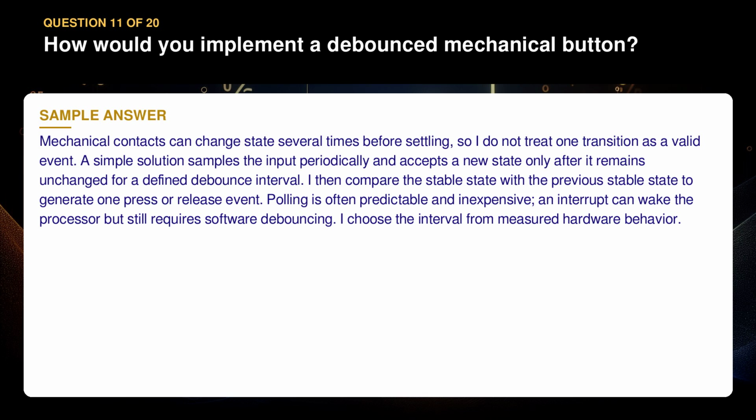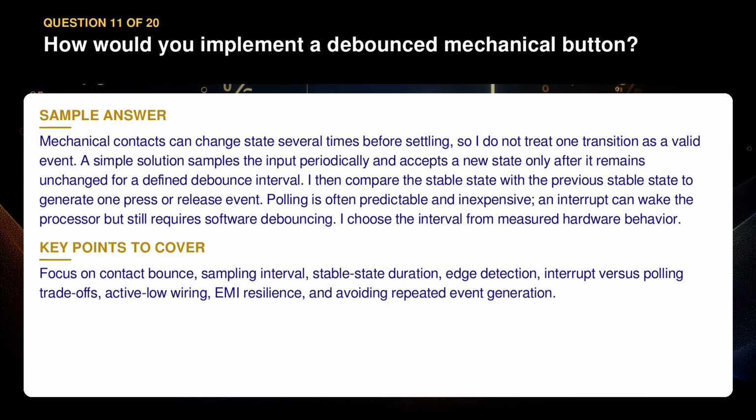Polling is often predictable and inexpensive. An interrupt can wake the processor but still requires software debouncing. I choose the interval from measured hardware behavior. Focus on contact bounce, sampling interval, stable state duration, edge detection, interrupt versus polling trade-offs, active low wiring, EMI resilience, and avoiding repeated event generation.